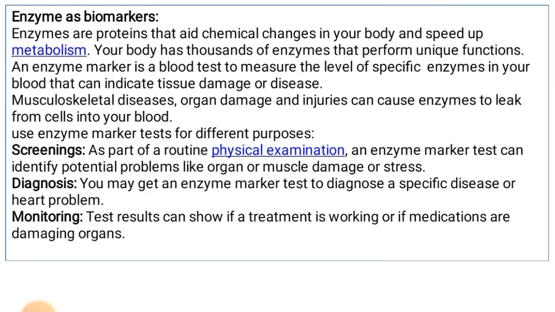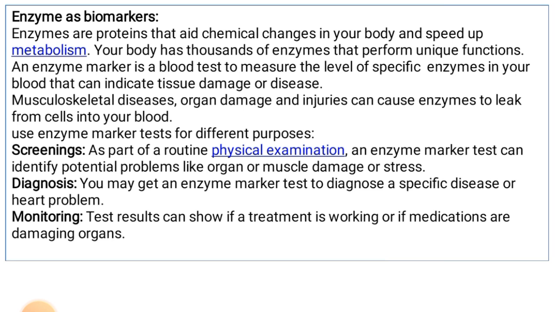As we all know, an enzyme is nothing but a biocatalyst which increases the rate of reactions. In our body, different types of enzymes are present. For example, we require enzymes for breaking down food, clotting the blood, and various other processes, and they are present in every cell and organ in our body. So how are we going to use these enzymes as biomarkers?